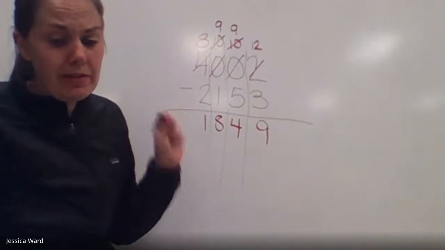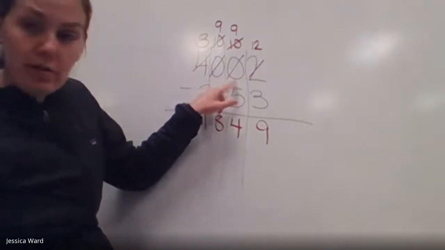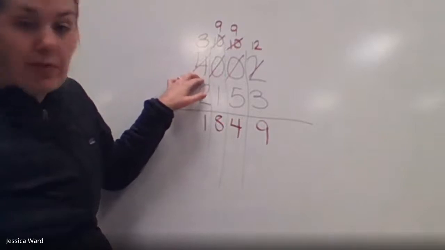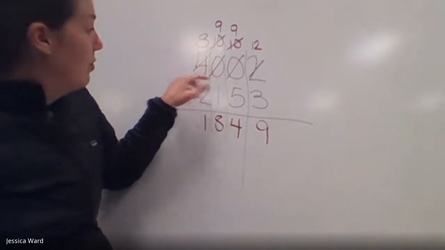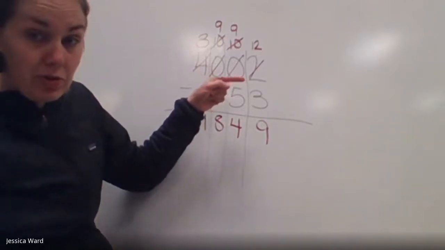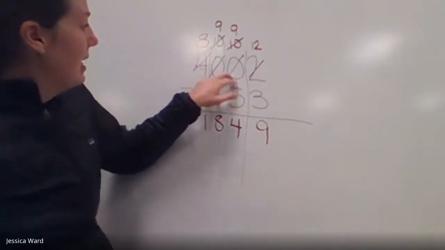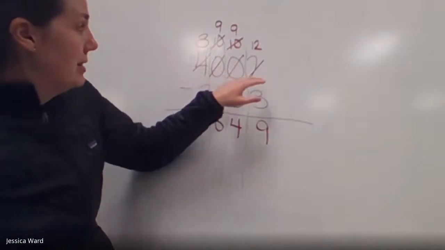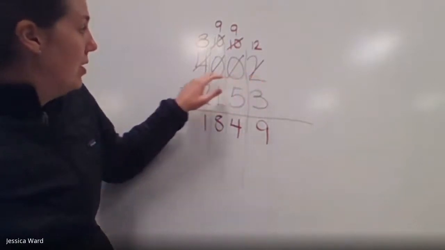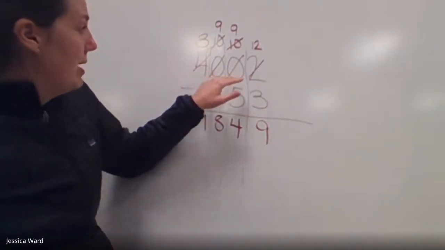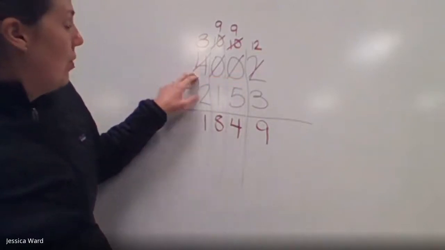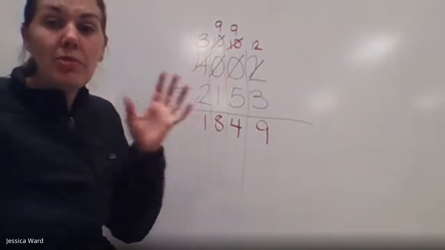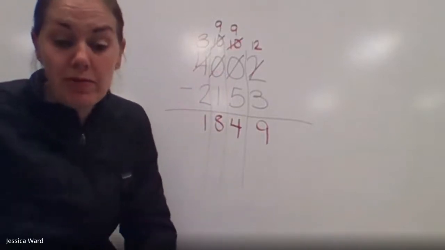But to think about it, we thought through the process out loud: each time I'm taking 1 from the column next to it and moving it over 1 place value to the right, it's like adding 10 of that place value. 1 ten is the same as 10 ones. 1 hundred is the same as 10 tens. 1,000 is the same as 10 hundreds. So each time we're increasing by a multiple of 10.